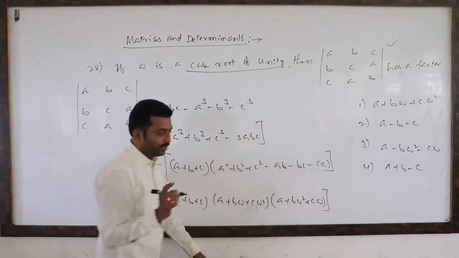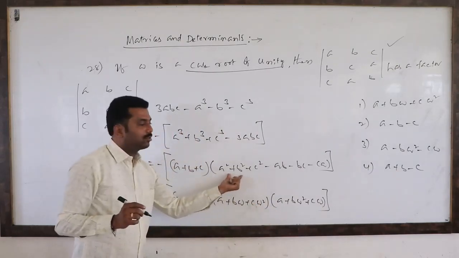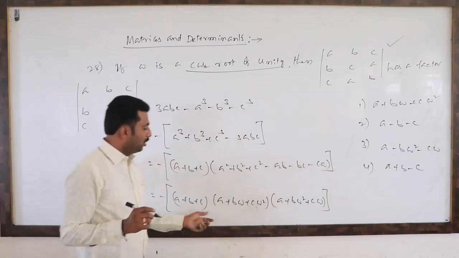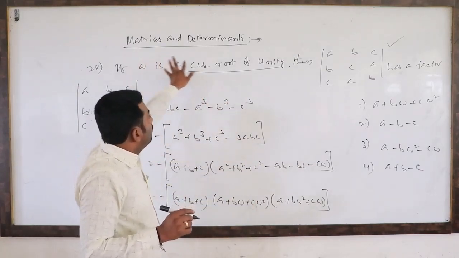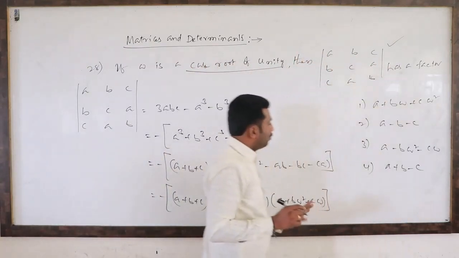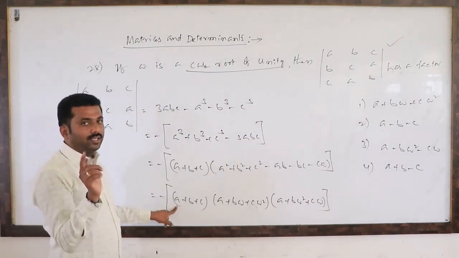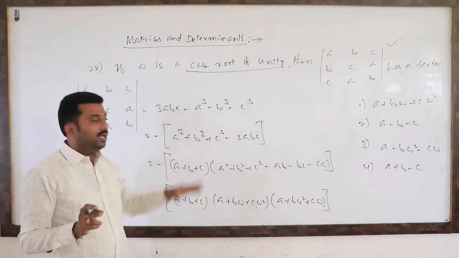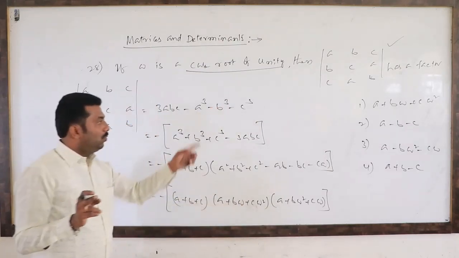Why am I writing like this? Suppose you multiply these two, what will you get again? A square plus B square plus C square minus AB minus BC minus CA will come. So you observe what you are asked in the question. Omega is the cube root of unity. This determinant has a factor. So among the four options, A plus B plus C is also one factor. Sometimes they will ask to write the number of factors of the determinant. How many factors are there? 3 factors will come.